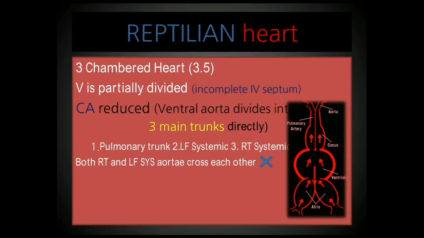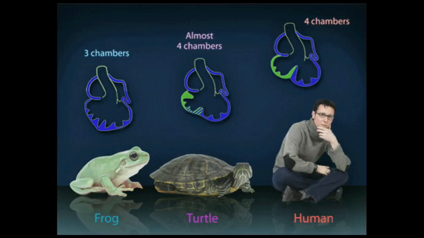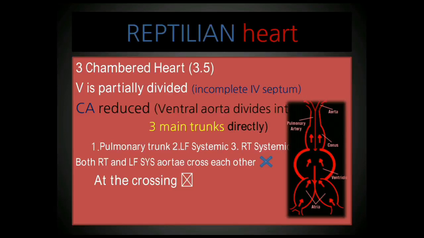Now both the right and the left systemic aorta cross each other. This is a very important point. They are crossing each other. So if the left systemic is going onto this side and the right systemic is going into this side, they are crossing each other at a particular point, and this point is very important in this particular heart. At this particular crossing, what we have is called the foramen of Panizza.